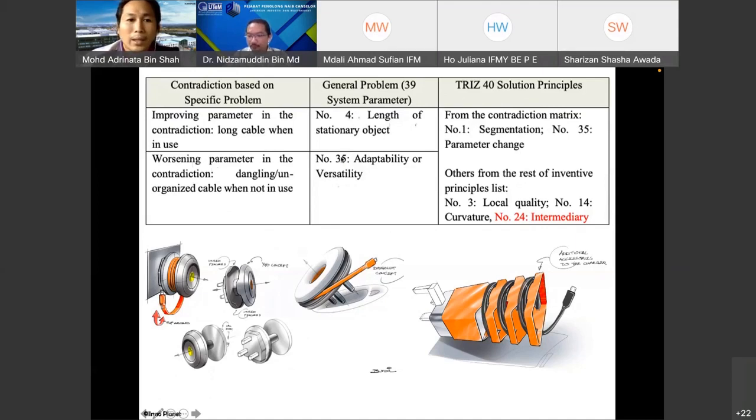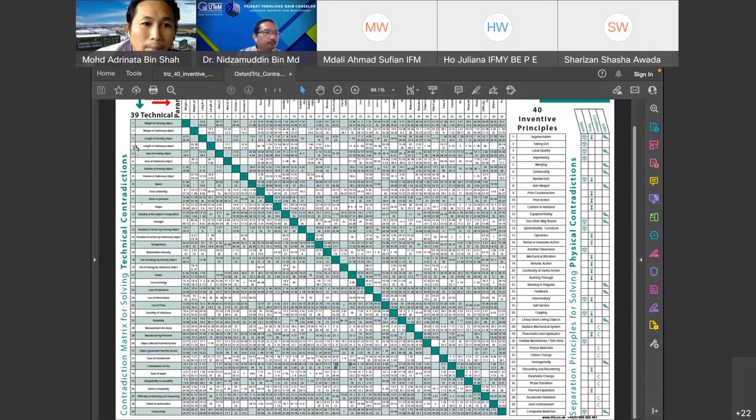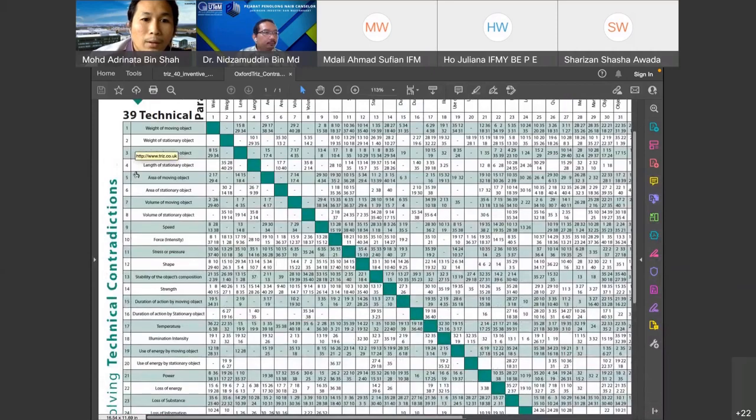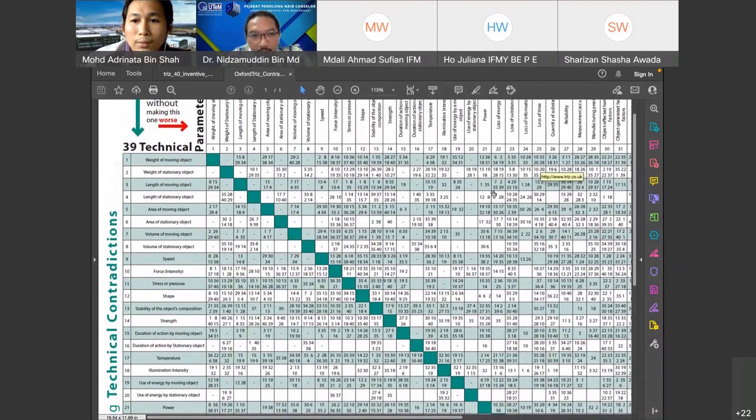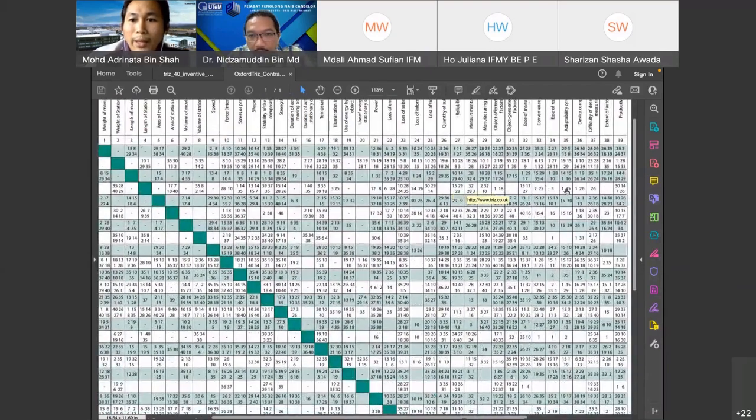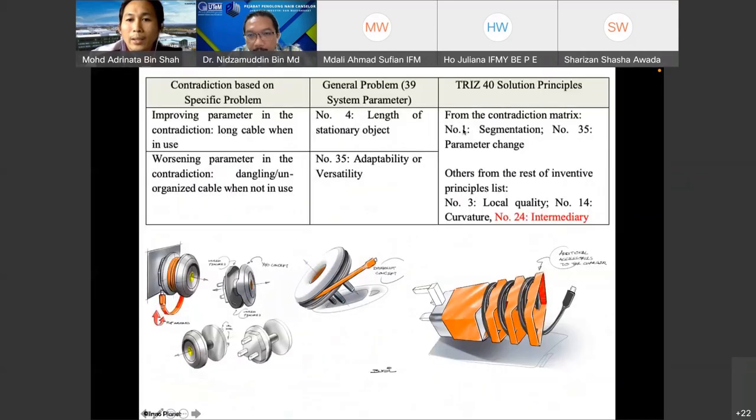Let's look at improving parameter number 4 against worsening parameter number 35. The inventive principles are number 1 and number 35. Number 1 is segmentation, and number 35 is parameter change. So what can you do with parameter change and segmentation? You need to think. After that, if you don't have any idea, you can go through the other 40 inventive principles.